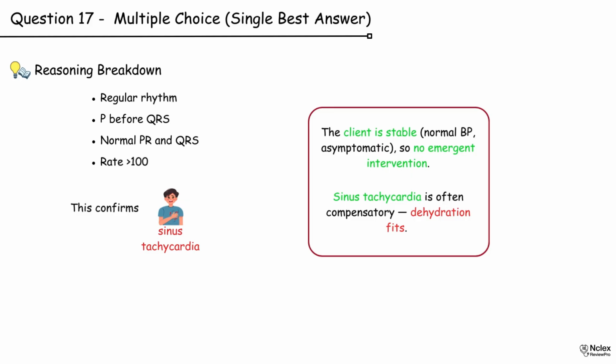This is a stable patient with a compensatory rhythm. Sinus tachycardia is usually not the primary problem. It is the body's response to something. In this case, hypovolemia from dehydration is a logical trigger.